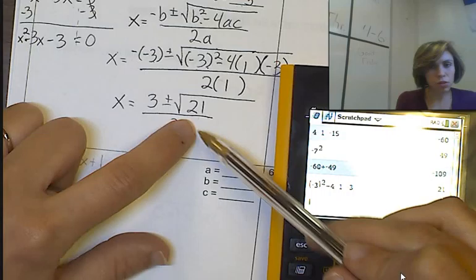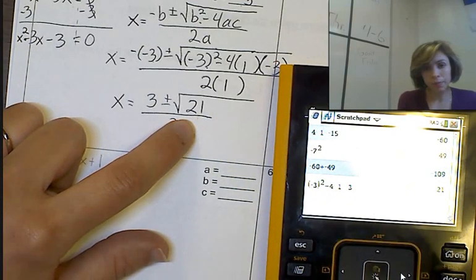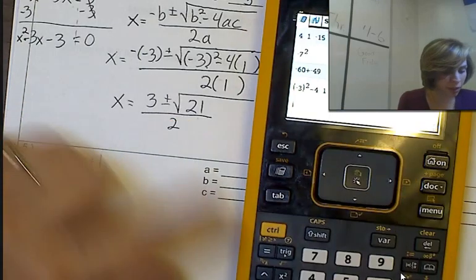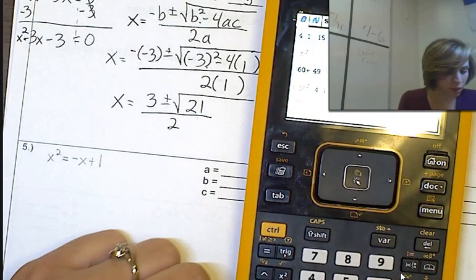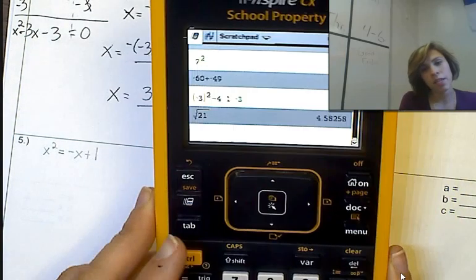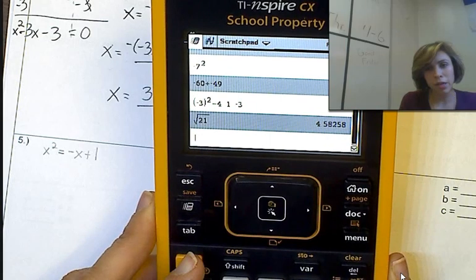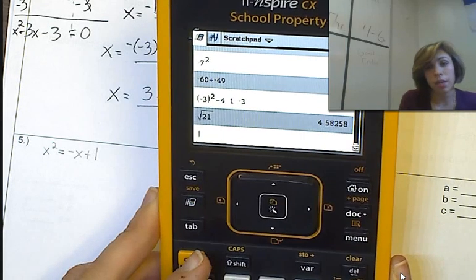Square root of 21, I want to see if that's actually a whole number. So I'm going to put that in my calculator. I'm going to put second square root 21. Sorry, you can't see it. I put square root of 21. It gives me a decimal. That means that this is not a perfect square, so we're not going to put a number there. We're just going to leave it in the radical.